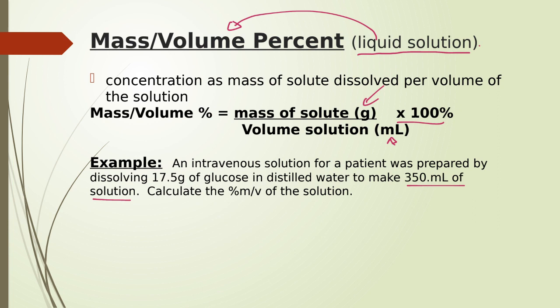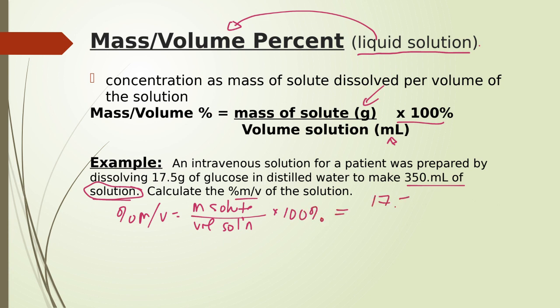Okay, it's important that we realize that that volume is solution. So they're already accounting for the glucose and the water together. Calculate the percent mass volume. We often use short forms like this of the solution. So we set it up. Percent mass volume is mass of solute over volume of solution. That's my short form, solution, times 100%. And then we sub in our values. So 17.5 grams. We divide that by 350 mL times 100%.